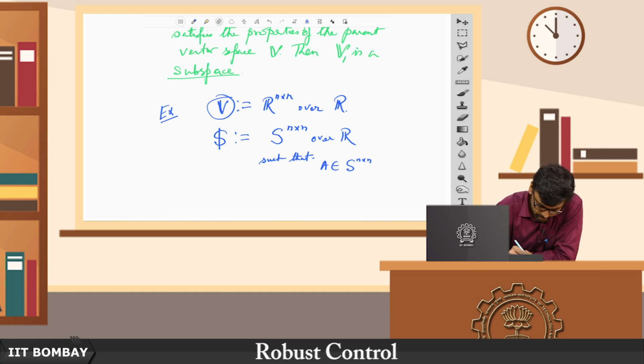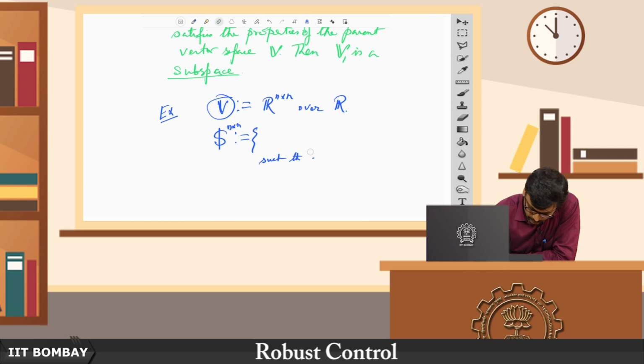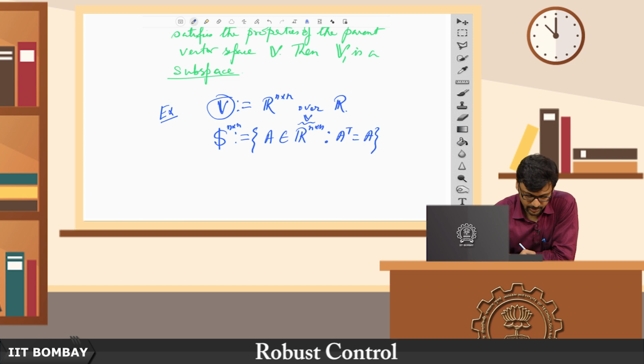Actually, I could have made matters simple here. Let me just use the set theoretic notation, that would make matters much simpler. So this is n cross n, and this is basically all matrices A that belong to R n cross n, or I could have replaced this by V as well, such that A transpose is equal to A.